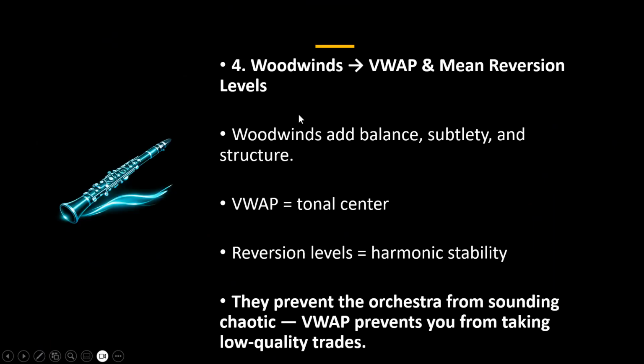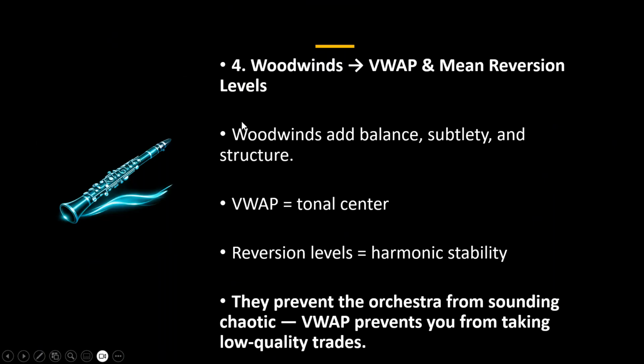Next one is the woodwinds. This is the VWAP and the mean reversion levels, right? Very important here on the VWAP, especially on 5-minute charts. The woodwinds add balance subtly in structure, right? The VWAP is the tonal center. It's basically the jump off point for most trades, right? Is the VWAP. Reversion levels are harmonic stability.